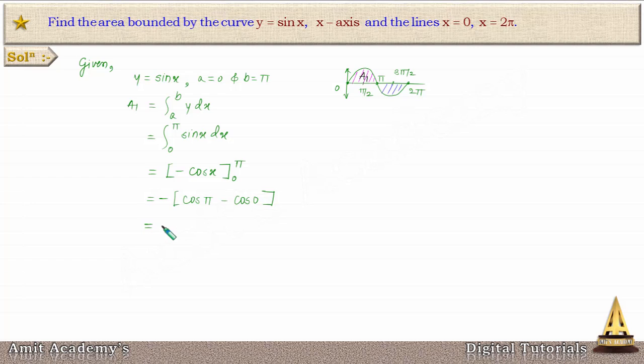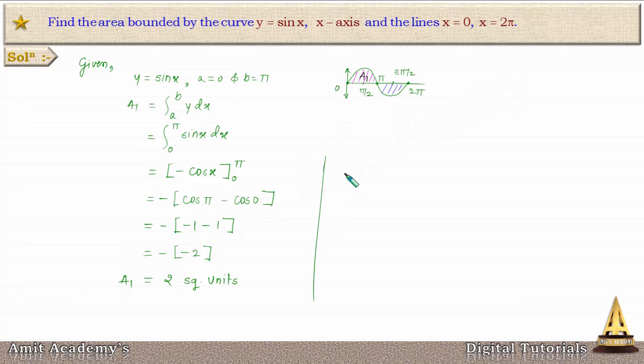So is equal to this minus sign here as it is. The value of cos pi is minus 1, minus the value of cos 0 is 1. So is equal to this minus sign here as it is in square bracket. Minus 1 is minus 2. So is equal to, here minus into minus will become plus. So I'll get 2 square units. So this is the value of A1, but now we have to find the total area A.